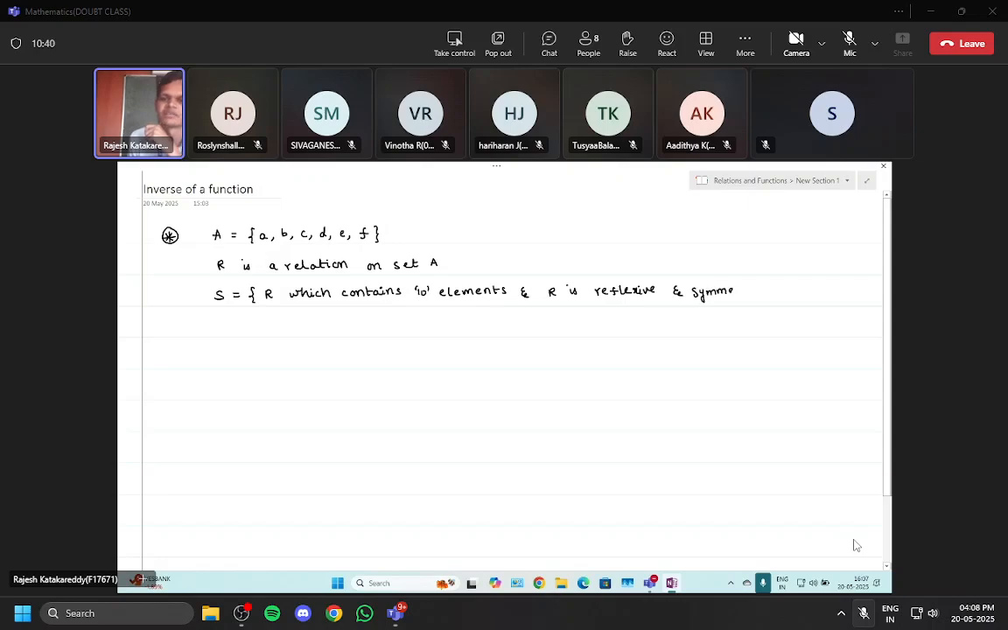We need all such relations R which contain exactly 10 elements or 10 ordered pairs, and again R should be both reflexive and symmetric. So I am giving you 5 minutes to give one attempt at this problem. You guys can see this one, right?